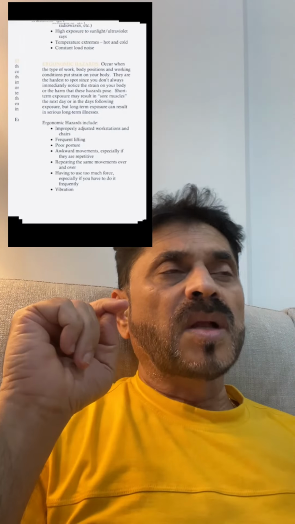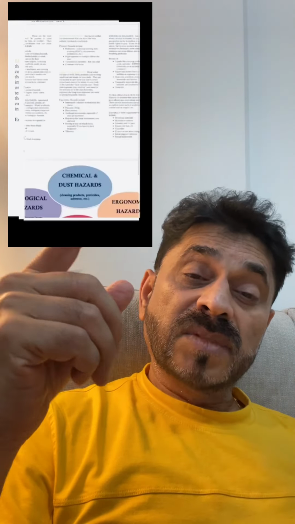Some ergonomic hazards include, but are not limited to, improperly adjusted workstations and chairs, frequent lifting, poor posture, awkward movements, especially if they are repetitive, repeating the same movements over and over, having to use too much force, especially if you have to do it frequently, and vibration.